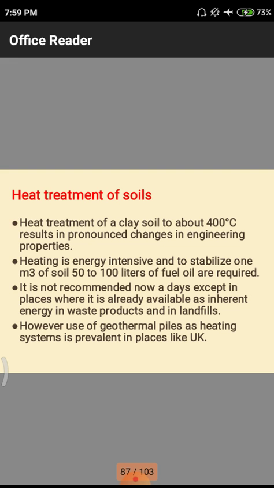However, the use of geothermal piles or heating systems is prevalent in places like the UK. Why? Because they have to sustain the atmospheric conditions by avoiding these kinds of burnings and the use of heavy amounts of fuels. By utilizing those kinds of fuels, some quantities of gases directly enter the atmosphere. Due to those gases, they pollute the ozone layer and surrounding atmosphere. Automatically there will be some melting process and changes in freezing points due to the utilization of these gases.